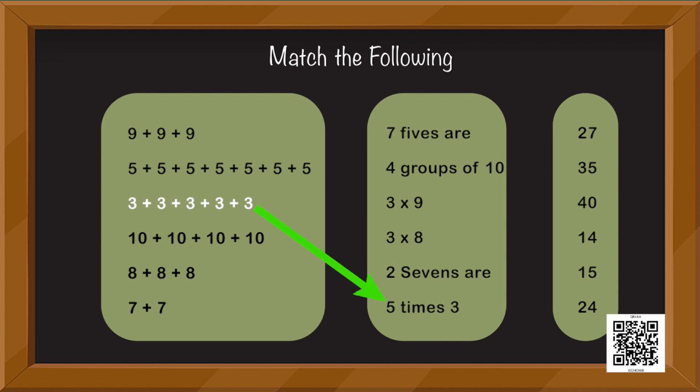Can you find that in the second column? Good. It's at the end of it. The last one. 5 times 3. And what is 5 times 3? It is 15. And where can you find 15 in the third column? Yes, it is second last. Second from the bottom. And fifth from the top. 15, there it is. So this is how you have to match the rest of them.